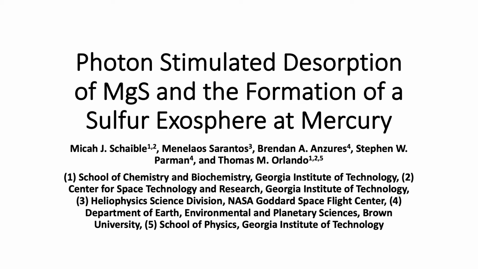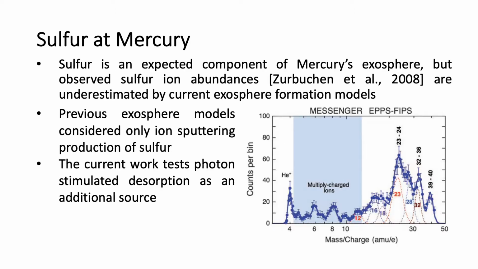Hello, my name is Micah Scheibel, and I'll be telling you today about our work on photon-stimulated desorption of magnesium sulfide and the formation of a sulfur exosphere at Mercury. Sulfur has previously been detected at Mercury as an ion in the FIPS instrument of the MESSENGER mission. However, current exosphere formation models underestimate the amount of sulfur liberated from the surface.